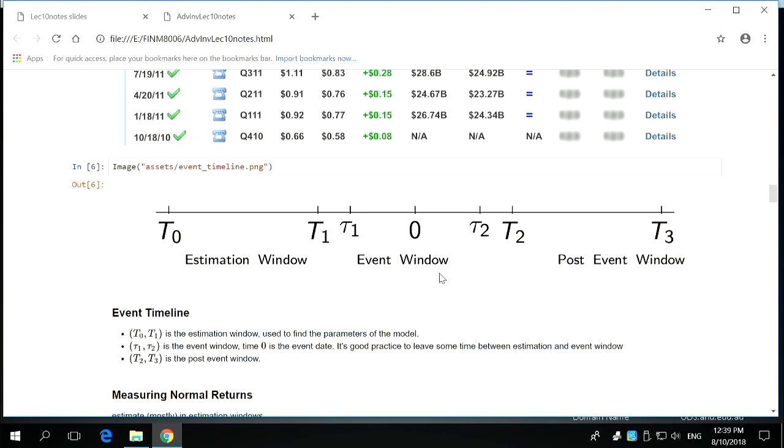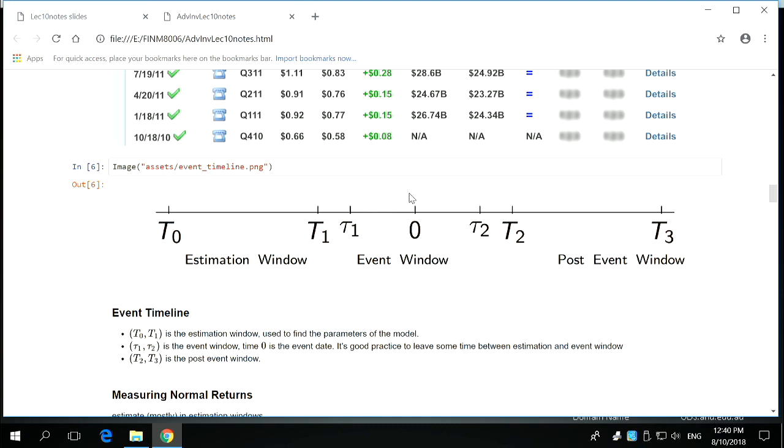Remember, for us to say something about abnormal returns, we usually also need to say what's the normal return. So to estimate the normal return using the model you have, you need an estimation window. This estimation window is between big T0 and big T1. So this is estimated in the period before the event window, right? Because this is what the return is supposed to look like before the event happens, okay?